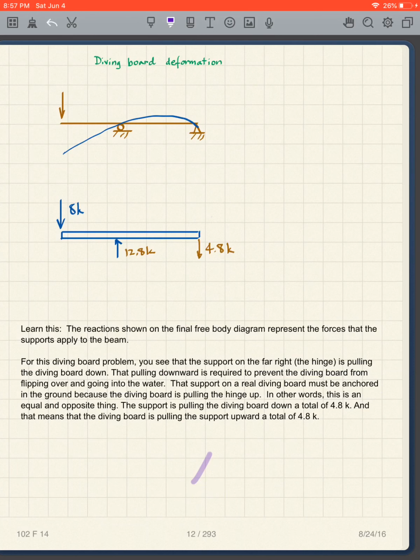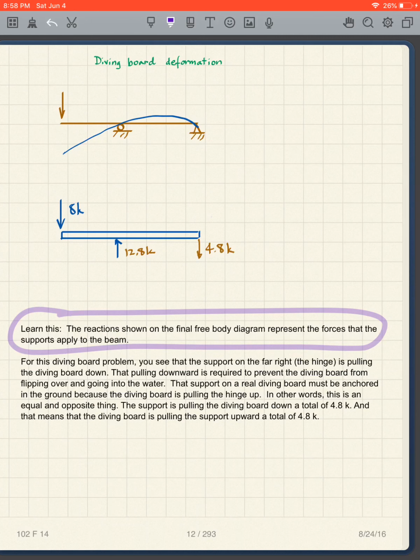So that is the meaning. You need to know the meaning. You need to learn this. The reactions tell us what the supports do to the beam.